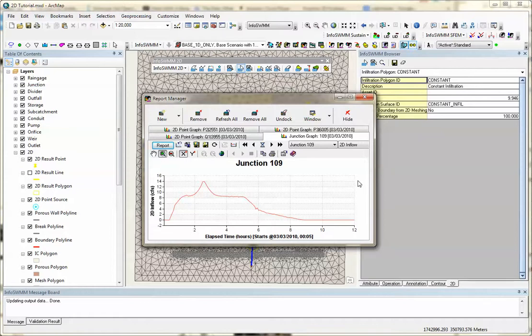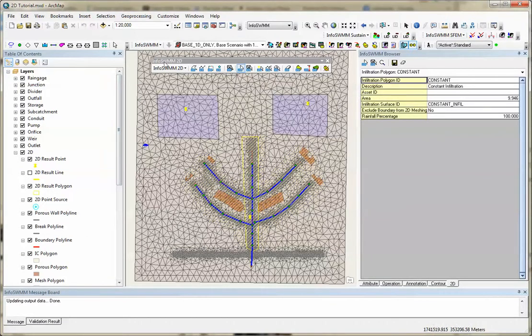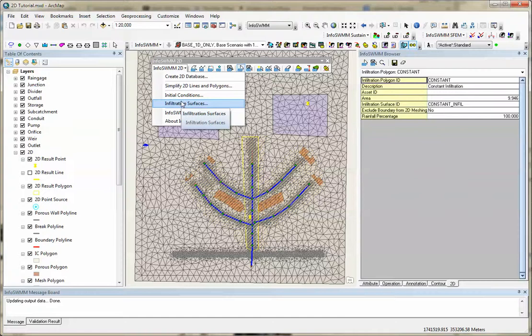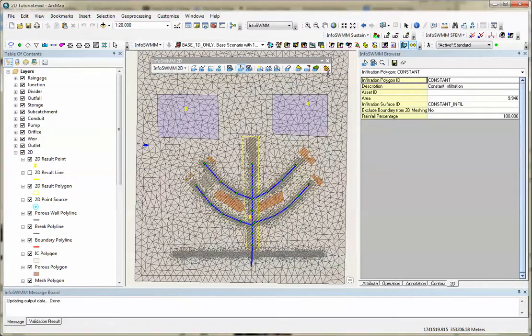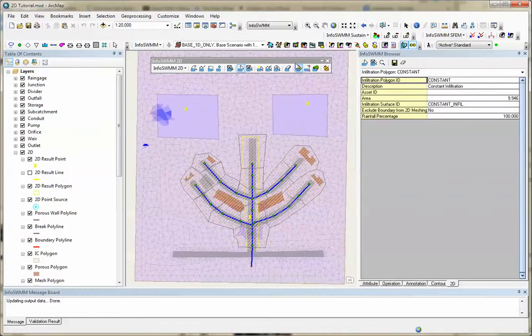Alright, this is a little bit about the infiltration surfaces inside of InfoSWM 2D. Again, in summary, there's three types of surfaces: Horton, constant, and fixed, and it applies over the whole simulation. So if we look at the maximum depth display over the whole simulation, we can see that there's a lot of flooding along the mesh here.